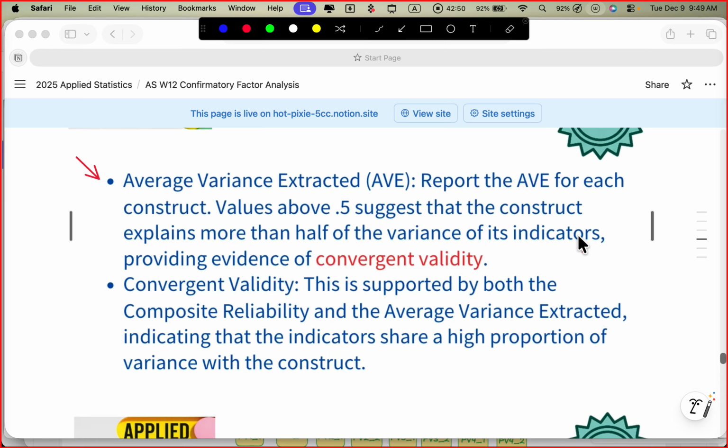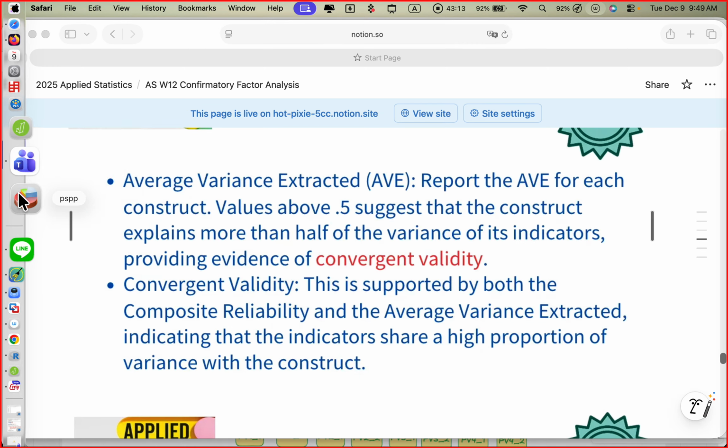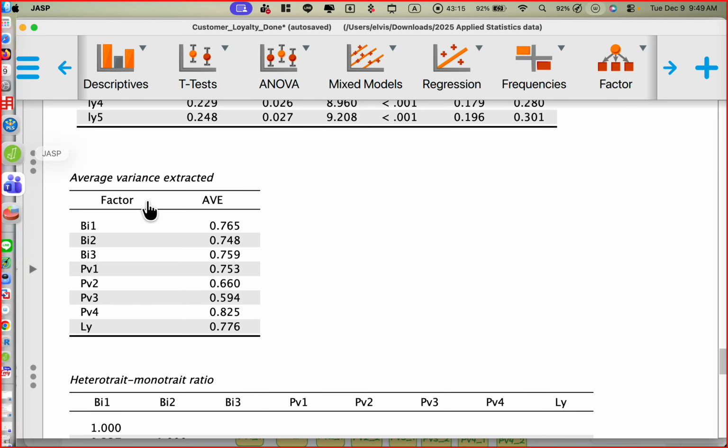If we have the construct, its AVE is greater than 0.5, it suggests the construct explains more than half, meaning 50%, right? Half means 50% of the variance of its indicators. Okay? So let's check out the result from JASP. See that?